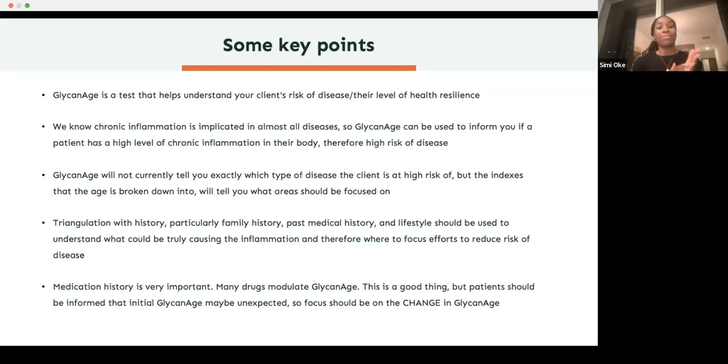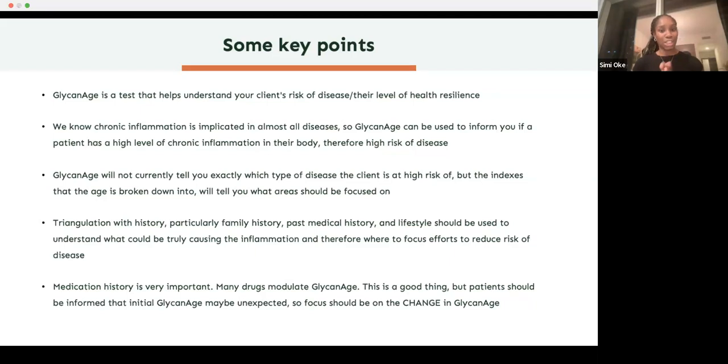What we know is that chronic inflammation is implicated in pretty much all diseases. So when people do have significantly high chronic inflammation, it isn't something to just be ignored or shrugged off. As I mentioned, it's really important to try and correlate this with some of the information that you have from a history and family history point of view as well. But again, the indexes can be really useful in breaking down what could be causing this and giving you areas to focus on.